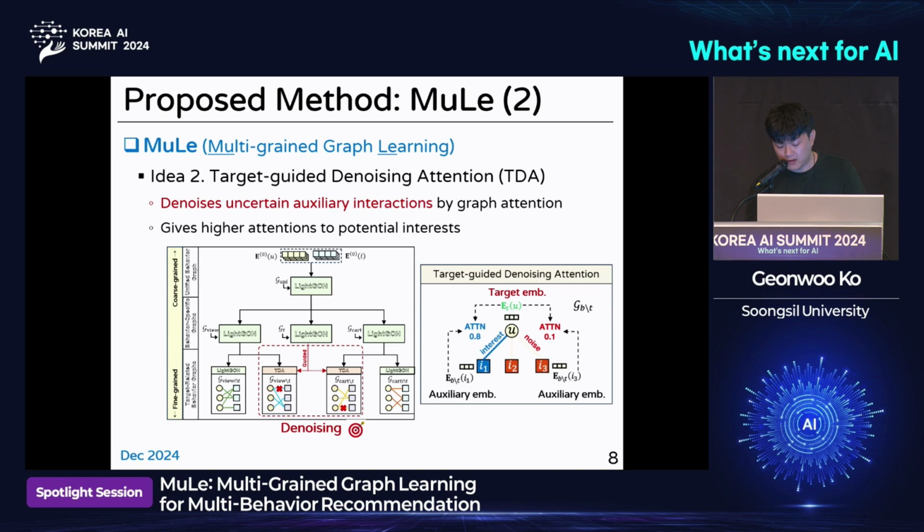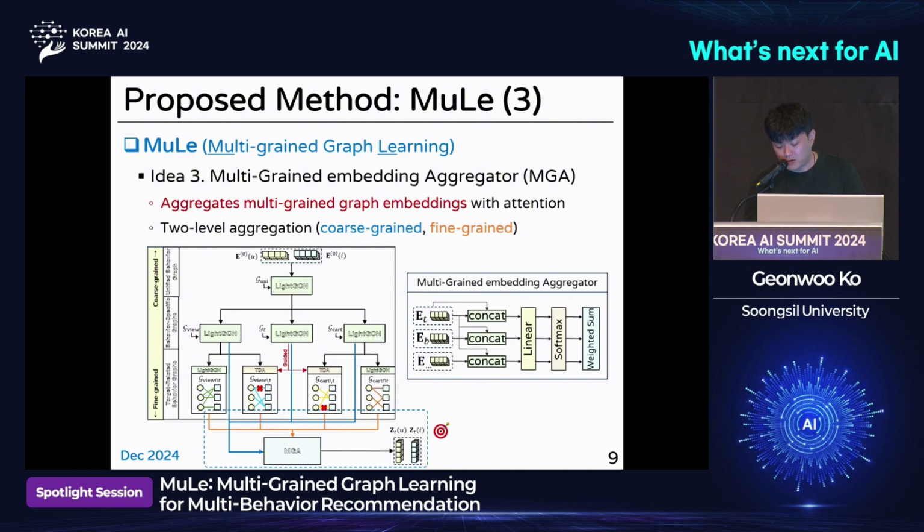So our second idea is target-guided denoising attention to capture potential interest from uncertain auxiliary interactions. Our intuition is that the target embedding reflects the user's preference. If the user's target embedding has a high similarity with the item's auxiliary embedding, the interaction is likely to be potential interest. By employing target-guided denoising attention, we assign more weight to interactions with greater attention, simultaneously reducing noise.